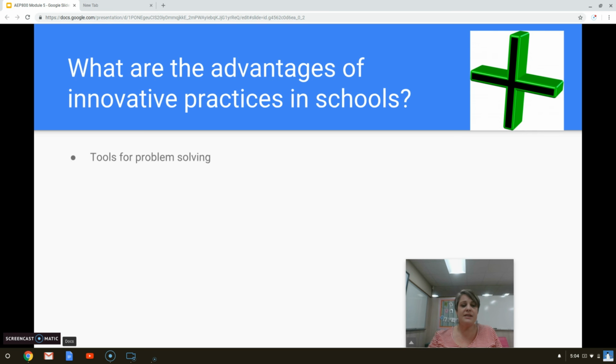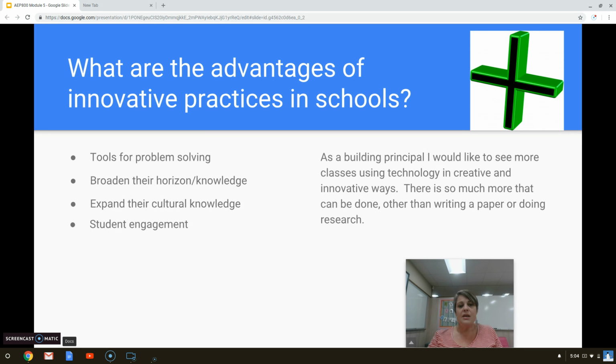Some advantages of innovative practices. Our students have tools at their ready all the time. This can broaden their horizon or their knowledge. We have several students that probably haven't been an hour outside of this town. So for them to be able to see the art museum or the University of Texas, as I said earlier, those are things that they might not ever get to see in real life. Being able to expand our cultural knowledge becomes important, and student engagement. Students are going to be more engaged when technology is involved. So as the building principal, something that I'd like to see is that technology being used in creative and innovative ways. I believe that there's so much more that can be done other than just research. Unfortunately, that's what we fall back on, but I would like to see technology being used in creative ways also.